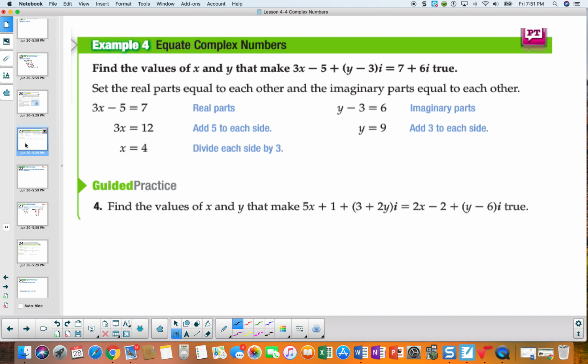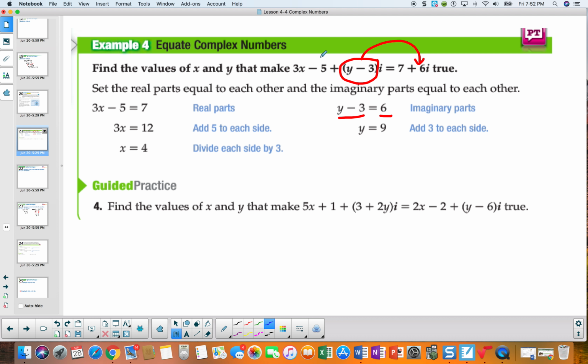All right, so let's go ahead and look at some imaginary complex numbers and take a look at the real part and the imaginary part. The part that has the i in it, this part right here, is called the imaginary part, and it's going to be equal to the imaginary part over here on the expression on the other side. So we're going to set y minus 3 equals 6, and then y is equal to 9.